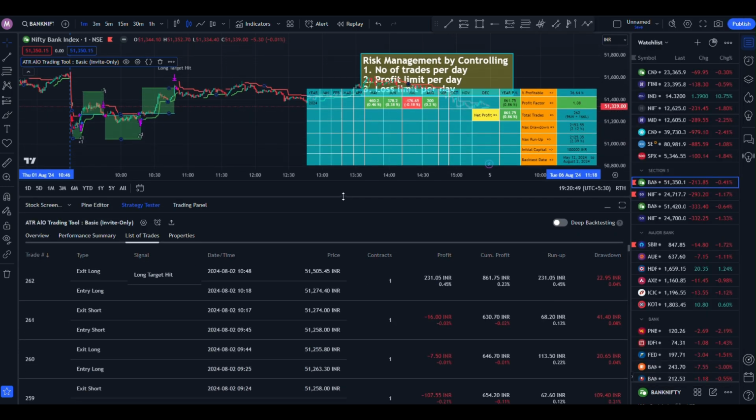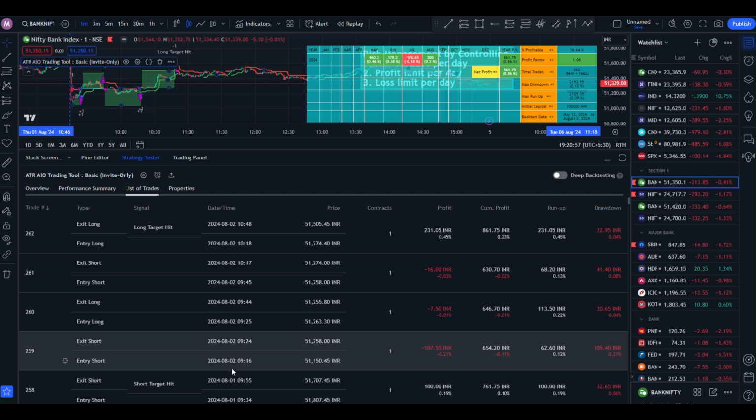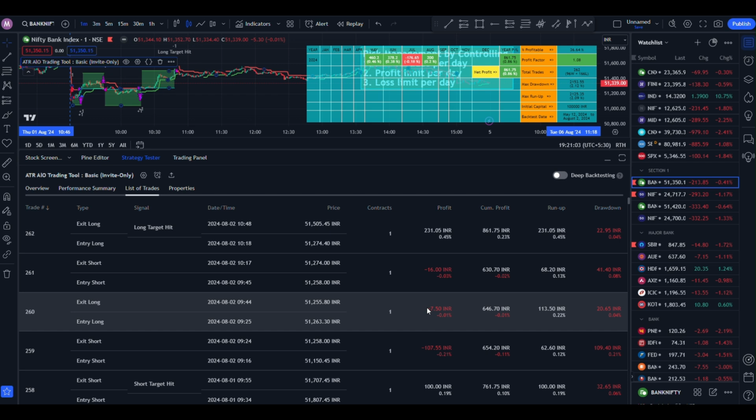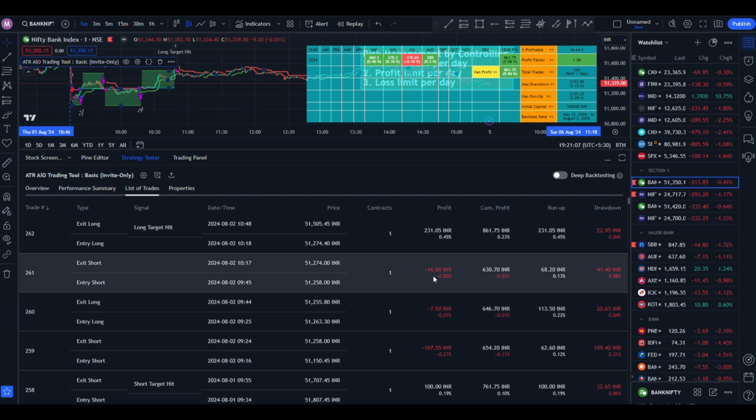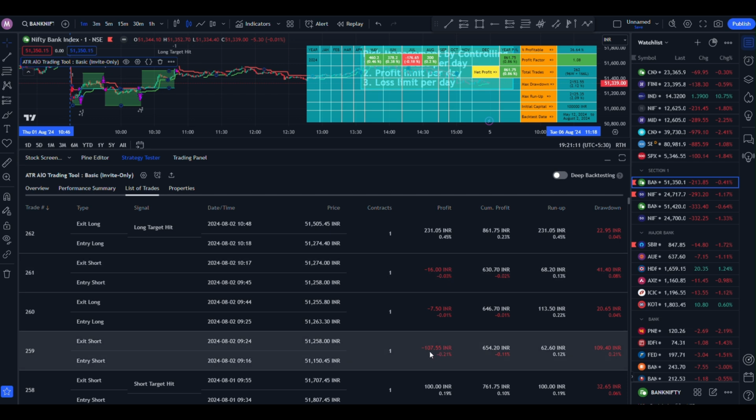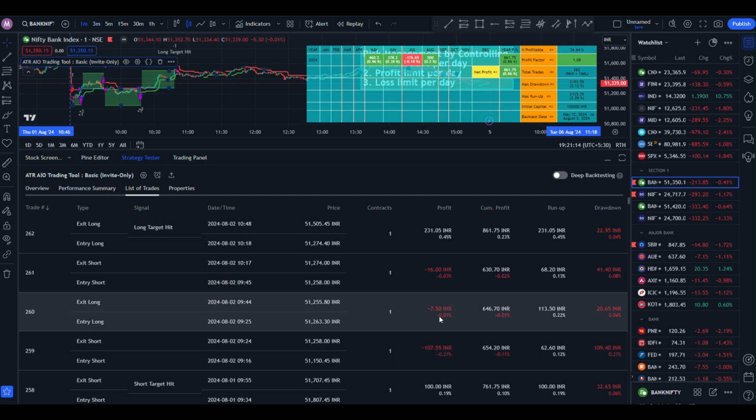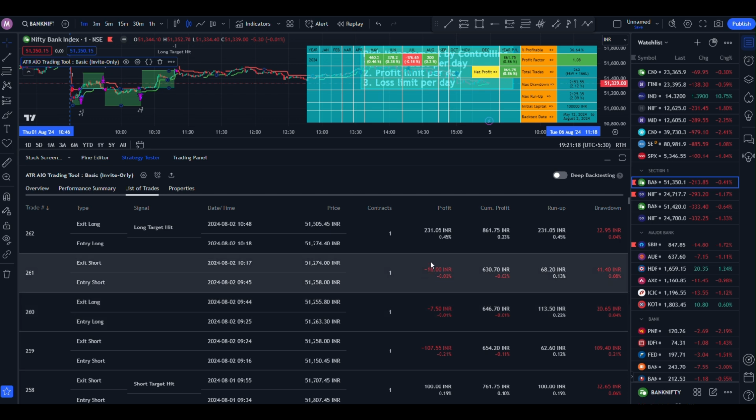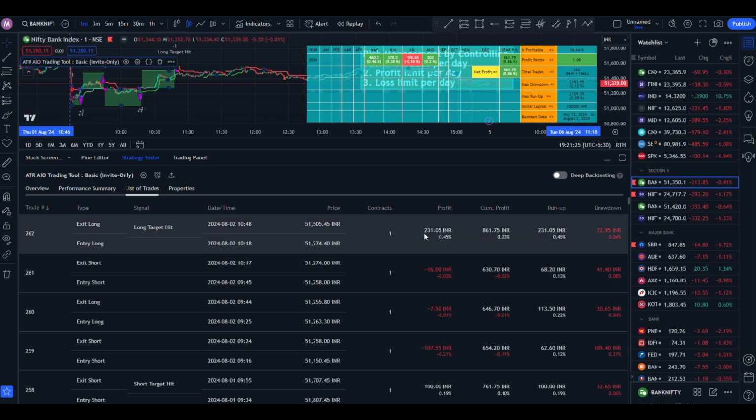If you count, let's see in the list of trades, this is the 2nd August. The first trade lost 107 points, the second trade lost around 7.5 points, and another around 1 point, and 16 points. So 107 plus 7 is 114, plus 1 point is 115, and another 16 points. So 115 plus 16 is around 131 points. So it captured 231 points. So 100 plus 131, whatever the loss that happened. If you subtract 131 from 231, what happened?